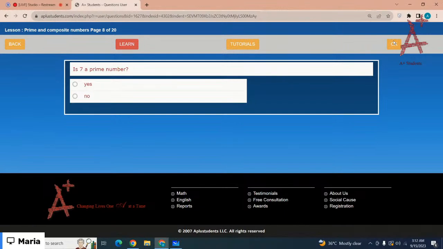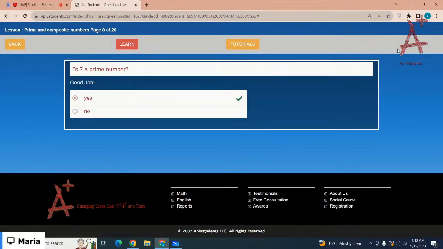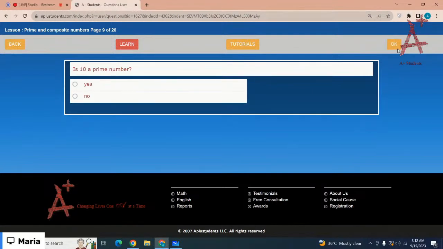7 is a prime number. The correct option is yes. Is 10 a prime number? Yes or no?